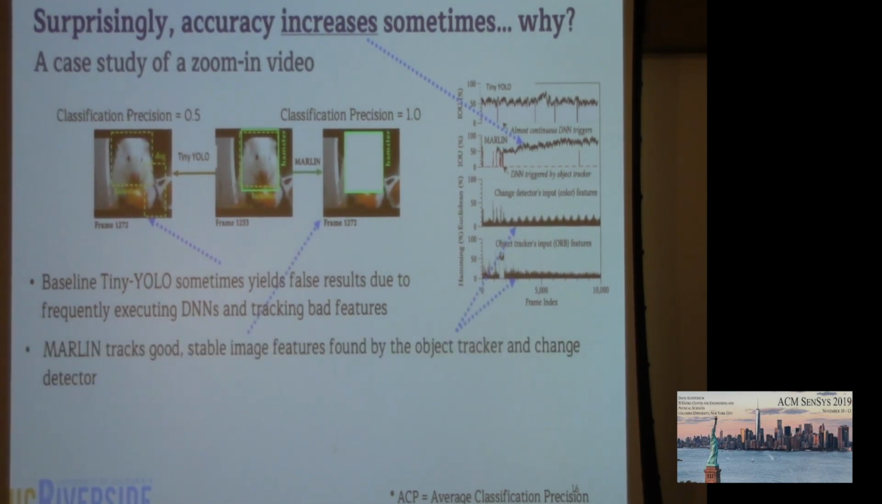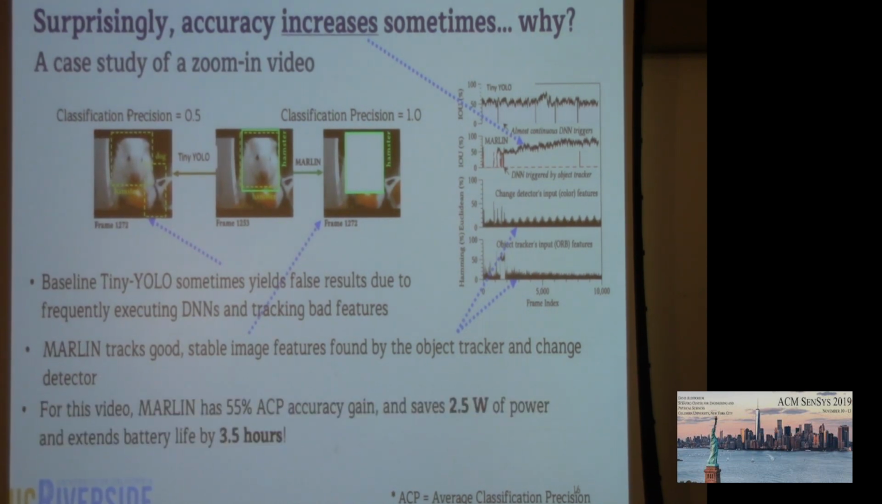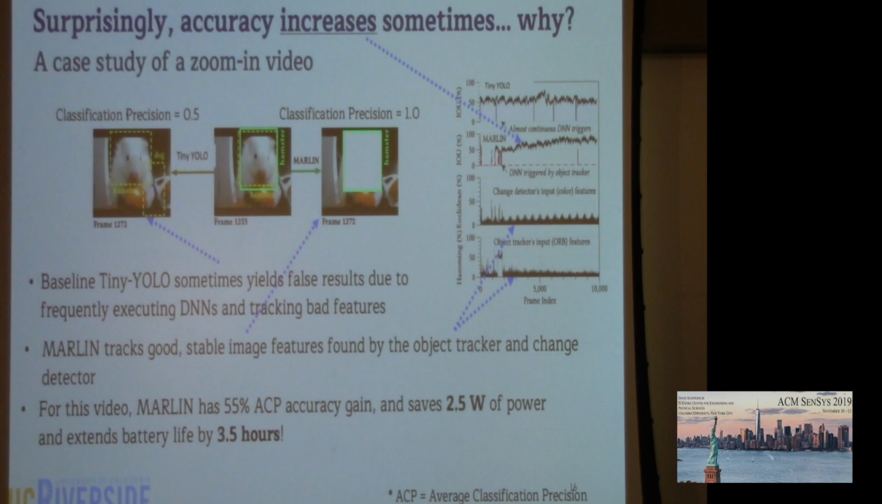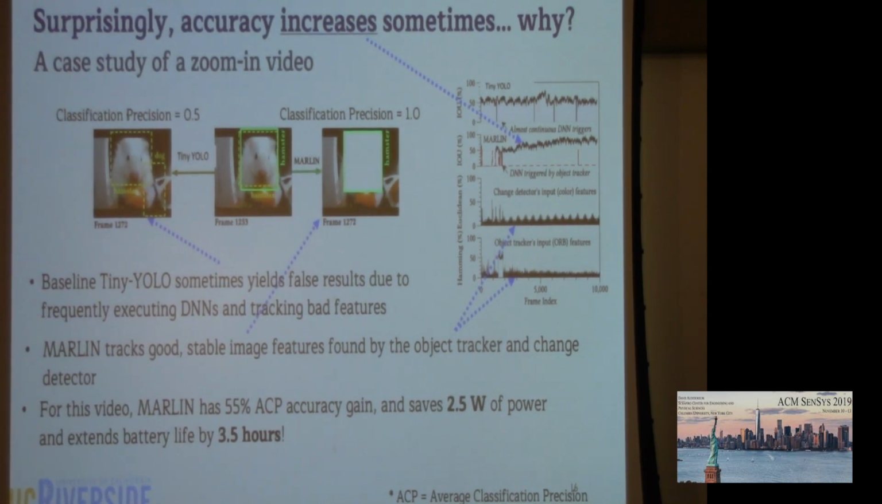On the other hand, MARLIN at some point, around frame index 2000, finds a fluid and stable input feature for the object tracker and change detector. When it finds those good features, it doesn't need to trigger the DNN and uses the object tracker to track the object without the bad results that we see from the baseline YOLO. So for this video, MARLIN has a 55% gain in classification precision. It can save 2.5 watts of power and extend battery life by 3.5 hours.